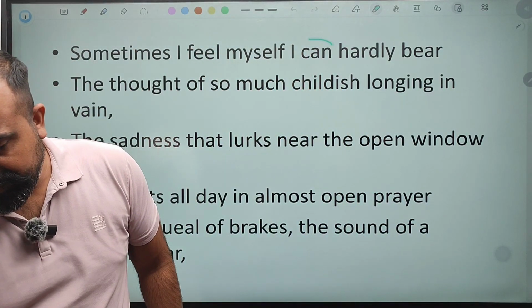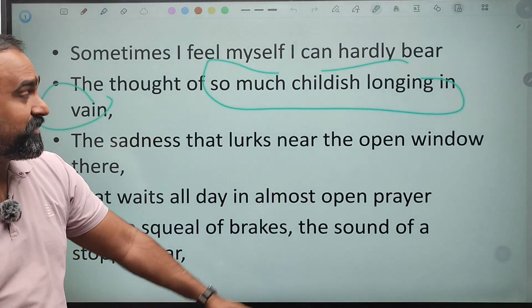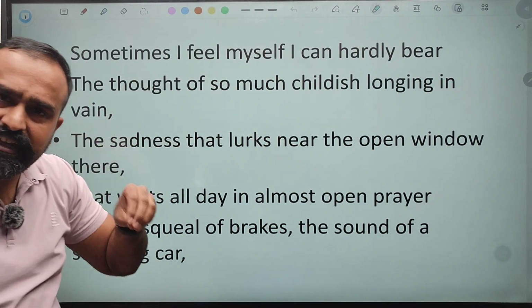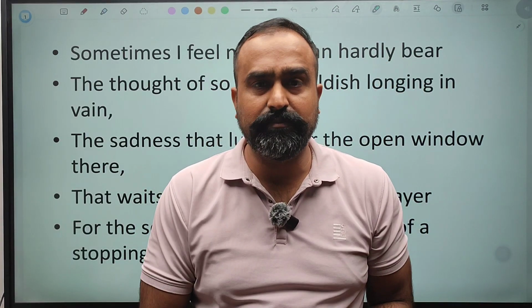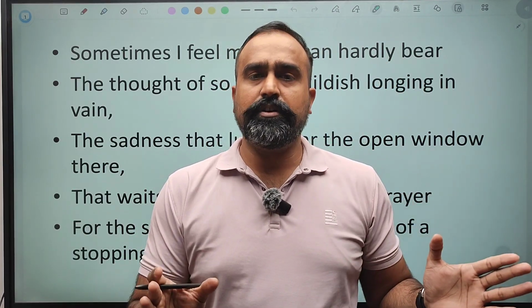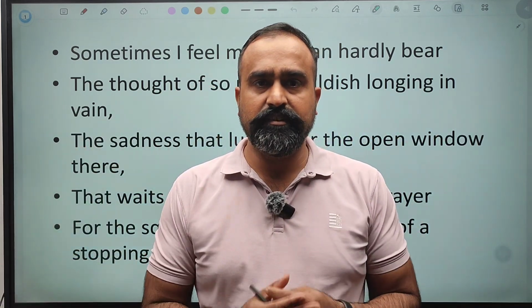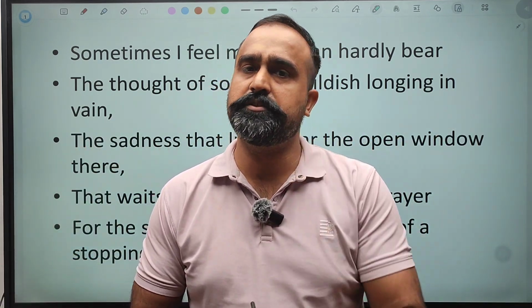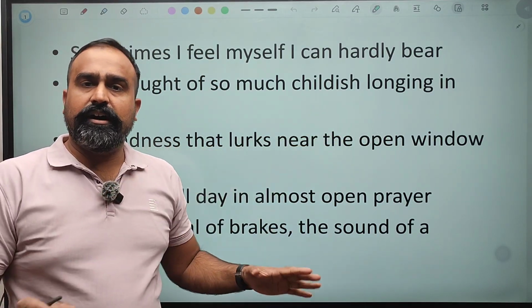Sometimes I feel I can hardly bear the thought of so much childish longing in vain. Childish longing, literally, क्या dream in farmers की? They just wanted a little bit of money. You come and purchase something, just it. They are not asking for your car. They are not asking for your bungalows. They are not asking for a lot of money. They are asking for even one single car to stop. Childish desire. Vain मतलब unfulfilled.